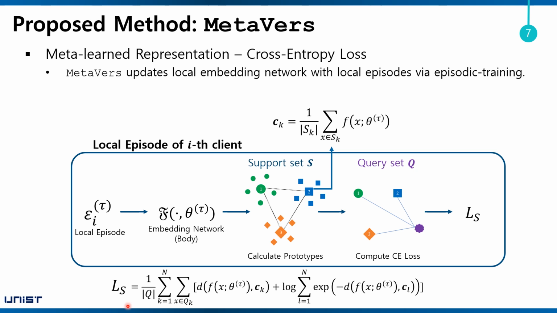MetaVers updates the local embedding network with local episodes via episodic training. After construction of the local episode, first, calculate the prototypes with the support set using the embedding network taken from the server. In the figure, the average of the blue scale data points would be the prototypes, and compute the cross-entropy loss with the query set and prototypes.